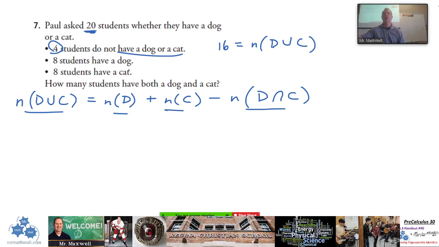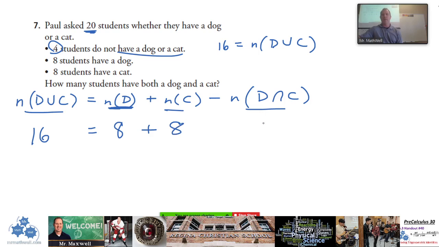Okay? So you've got to do a little bit of math at the very beginning there, but then it gets pretty easy. So 16 is this one right here. 8 students have a dog. Well, that's the number of dog right here. 8 students have a cat. Well, that's this one right here. How many students have both?